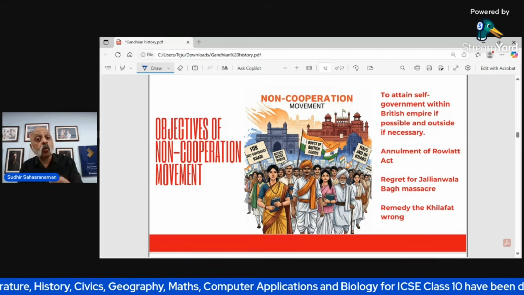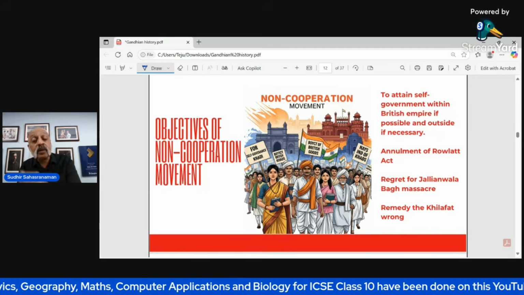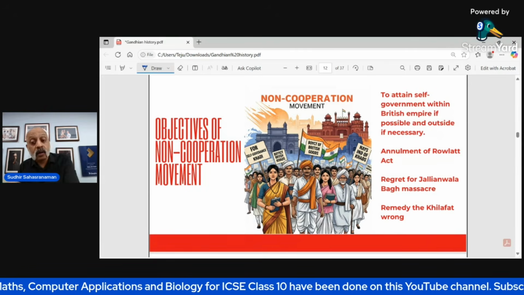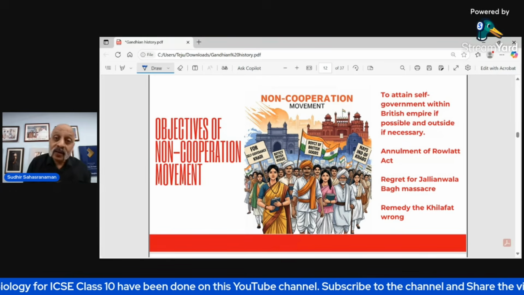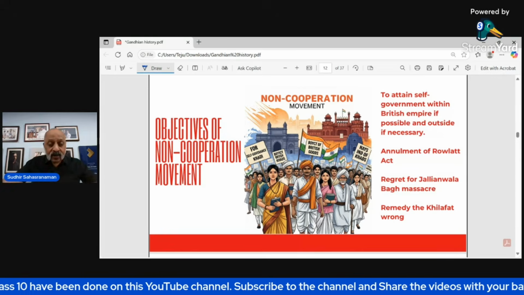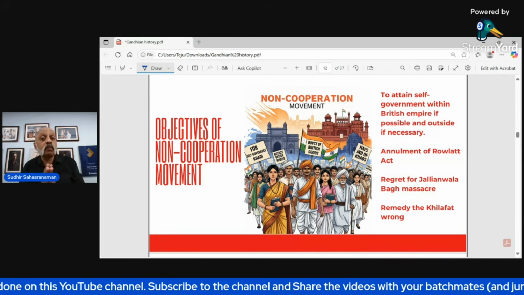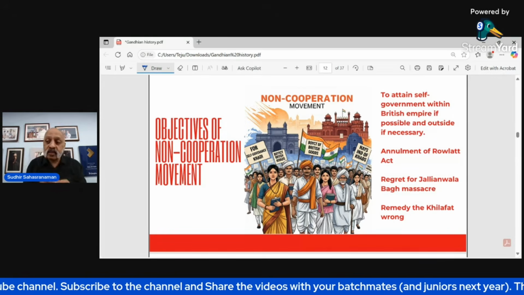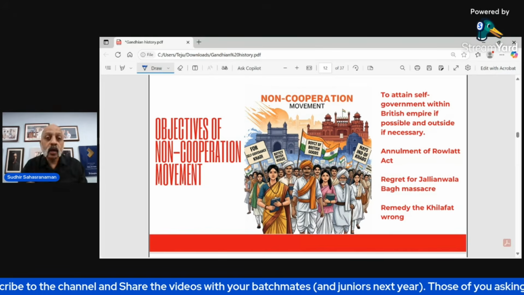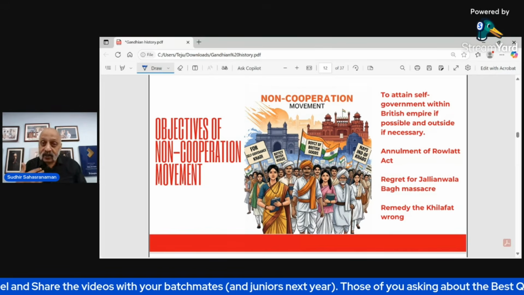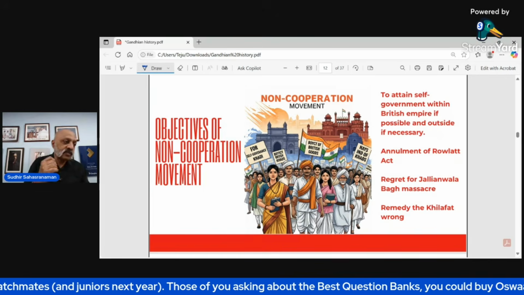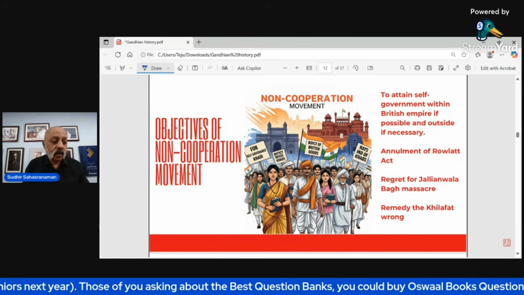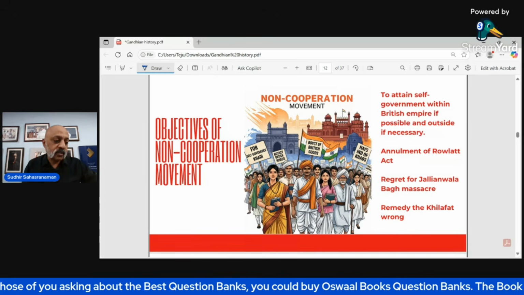And number four, they wanted Britain to remedy what wrong had been done to Turkey, whatever the demands were of the Khilafat movement. Because as I said, the Khilafat movement and the non-cooperation movement merged. So they wanted that the Khilafat wrong also should be remedied. So these four objectives are important as far as the non-cooperation movement is concerned.